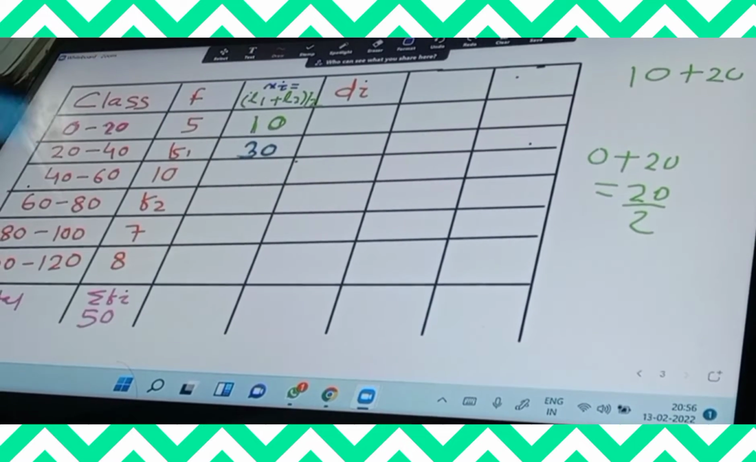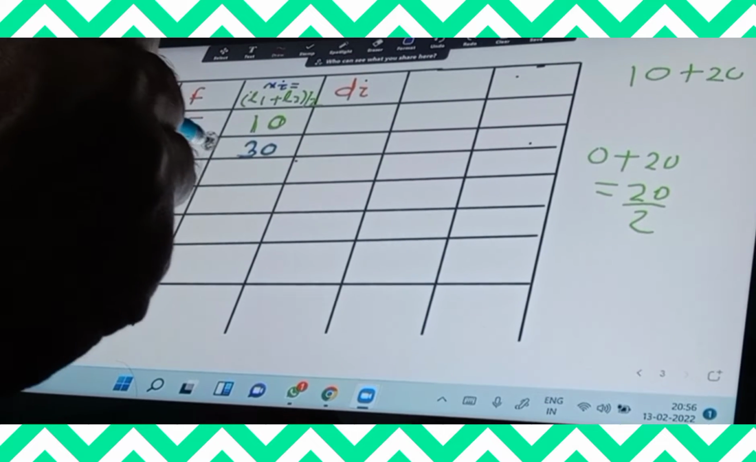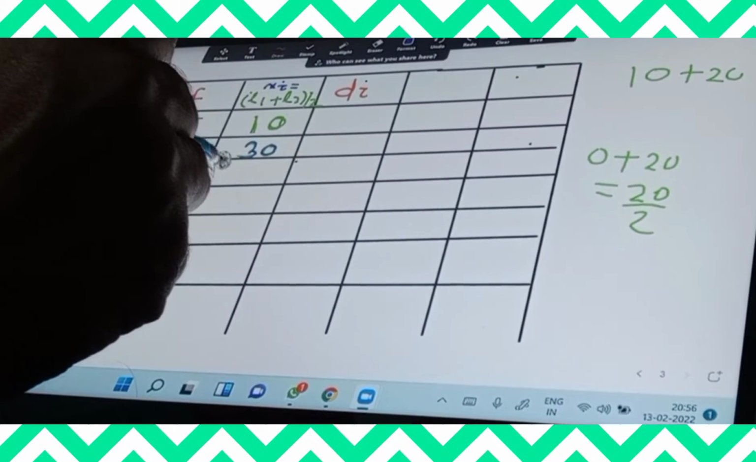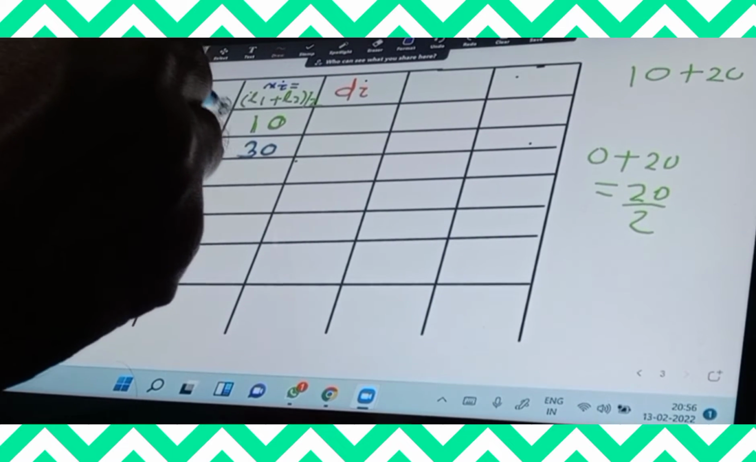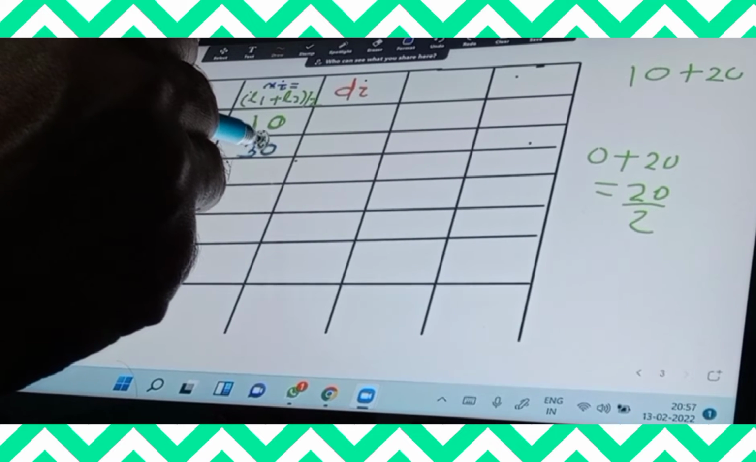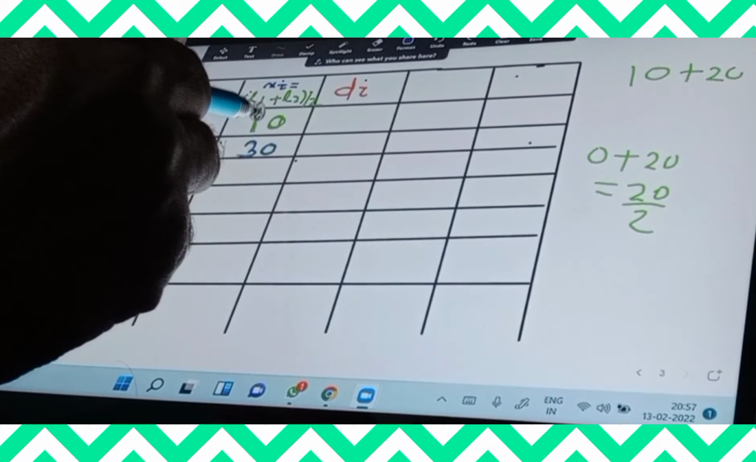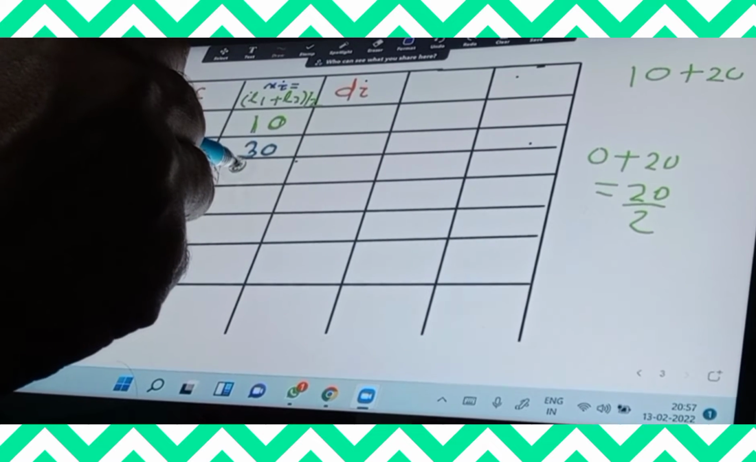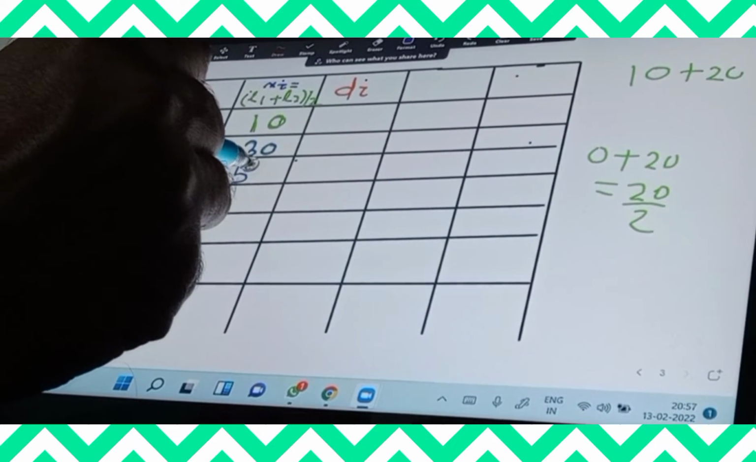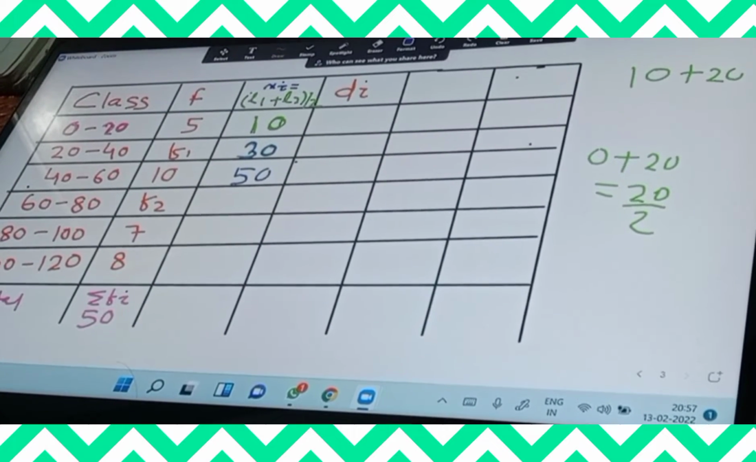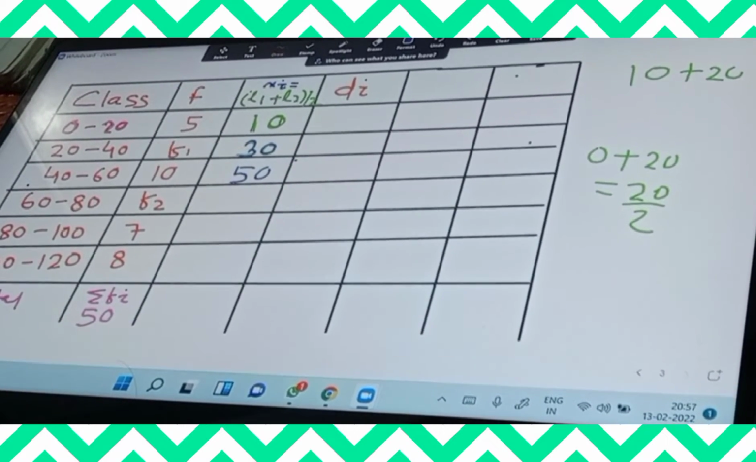Similar process: by adding 20 you can find the class mark of the next class interval. The class mark of the second class interval is 30, and you add the class size 20. 30 plus 20 is 50, and this is the class mark of the third class interval. This is how you add: if you add the class size to the previous class mark, you get the next class mark.